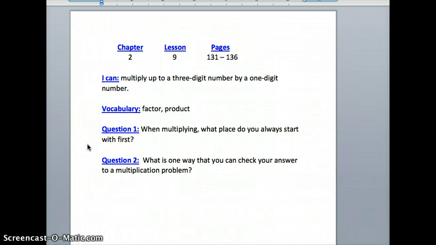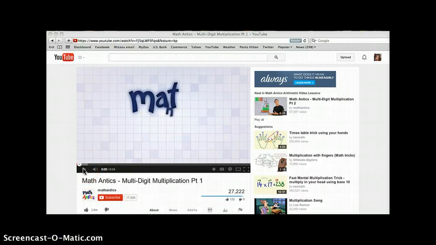Question 1. When multiplying, what place do you always start with first? Question 2. What is one way that you can check your answer to a multiplication problem? Okay, let's take a look at this video so we can learn about multiplying 3-digit numbers by a 1-digit number.